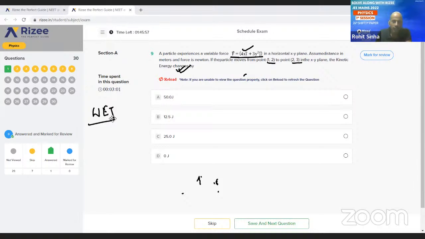So what we can do here is write like this: work is equal to change in kinetic energy. Okay, work is equal to change in kinetic energy. So you can write that change in kinetic energy is equal to work done. Work done means how much? It will be equal to force into displacement dr. That we know. Work done is equal to force into displacement.